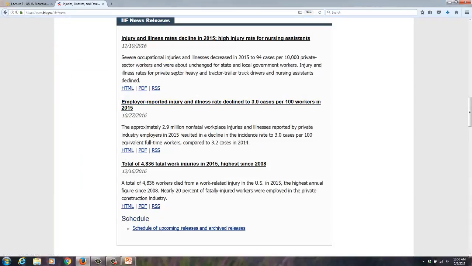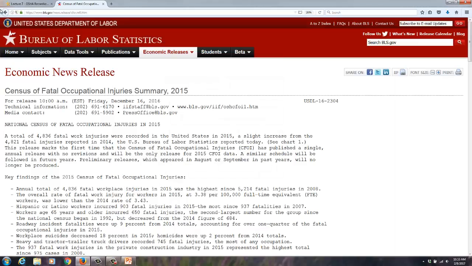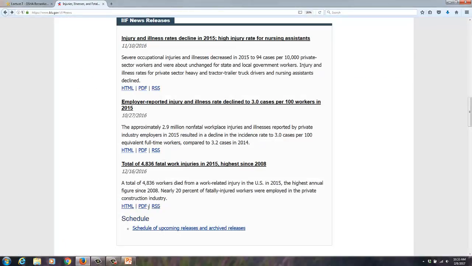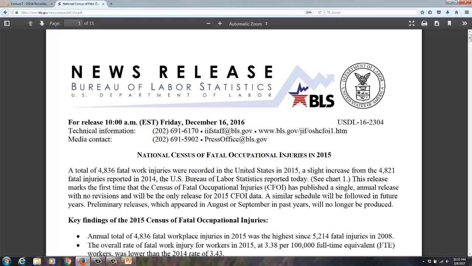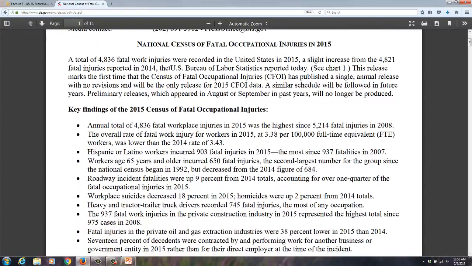I thought that was a December release, if I'm not mistaken. Oh, there it is. So here's the CFOI. I don't like that version. I like the PDF version. So I'll click on that. And you can choose what you want. And I do have this report posted on the D2L for you. And so you should just read.